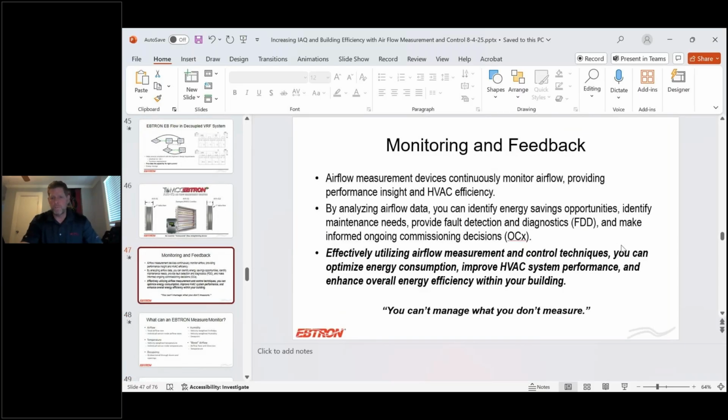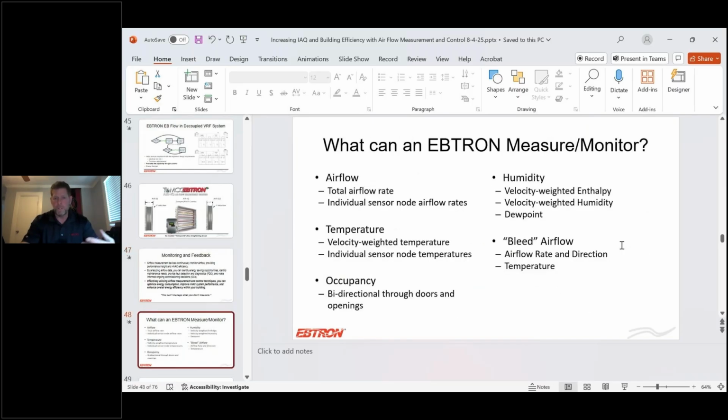So monitoring and feedback, again, this speaks a lot to the owners, the people that are operating the buildings, because once you have the building, it's been commissioned, it's been turned over, how do you make sure that the HVAC system is working at peak performance, that you don't have issues like broken belts, collapsed filters, clogged coils, everything like that? Well, if you can monitor and measure airflow rates, temperature rates, things like that through your HVAC system after the fact, it helps you operate your building more efficiently.